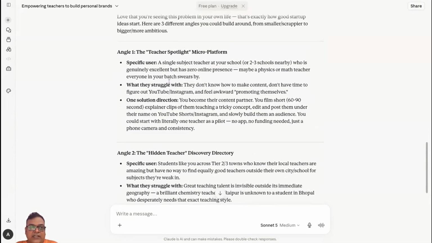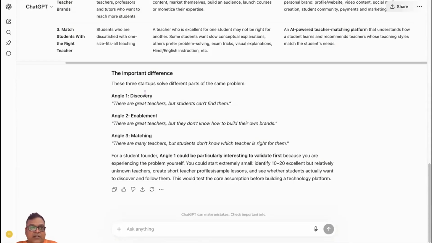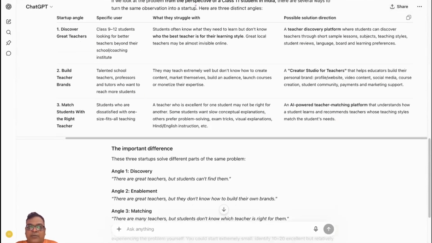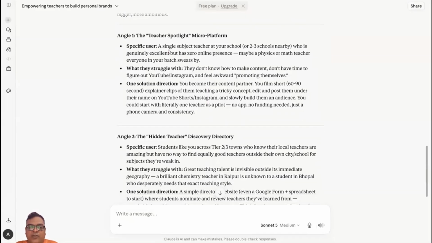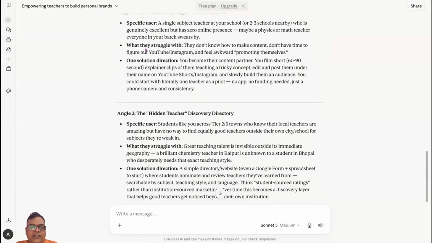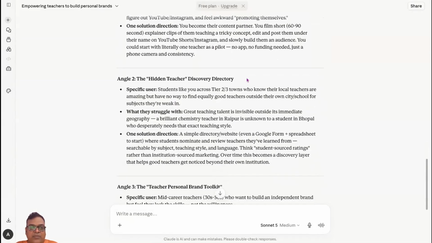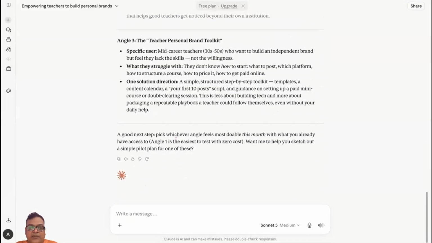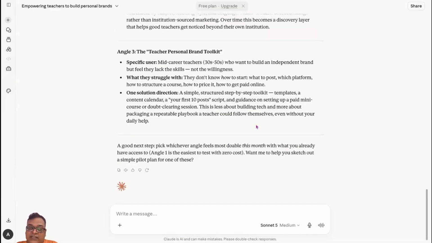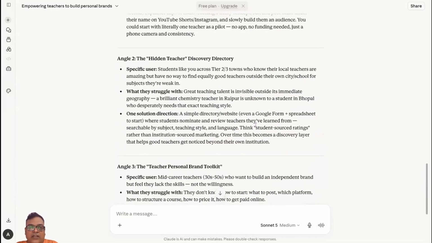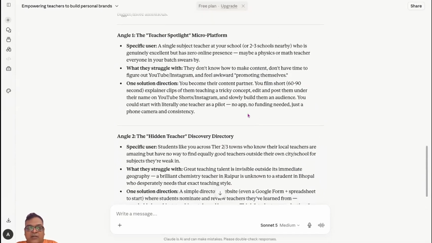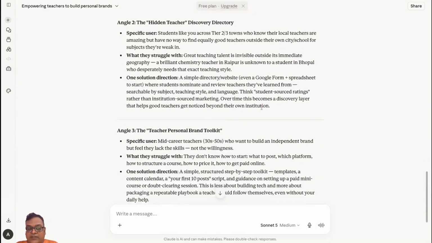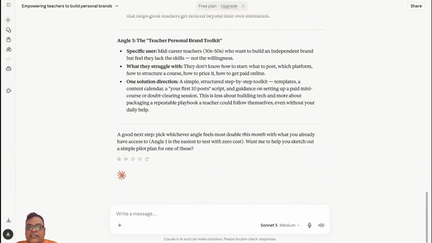Then, so what it has done is, if you look at, it has presented in the form of a table. And here it is not presented in form of table, but rather in paragraph. Okay, angle 1 complete detail, angle 2 complete detail, angle 3. A good next step is to pick whichever. Right, angle 1 is the easiest to test with zero cost. So if you choose angle 1, it's not the best maybe, but it will be very easy to do that. So this is also a very important insight.